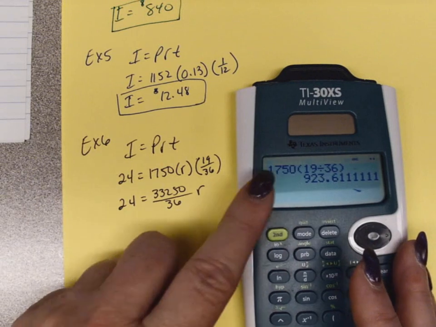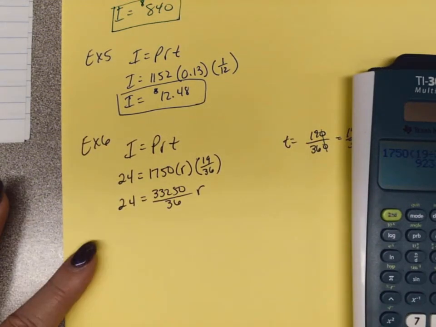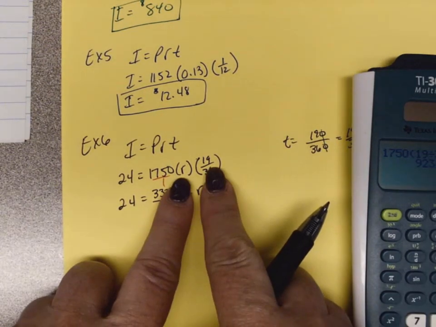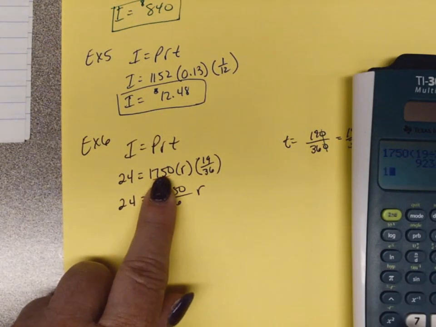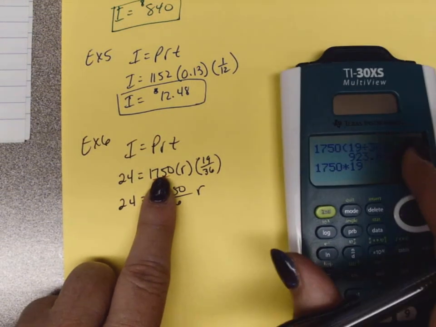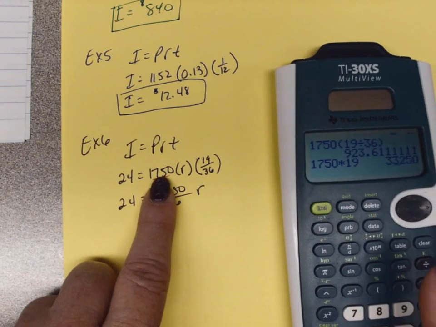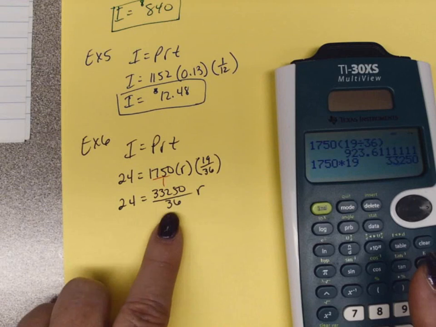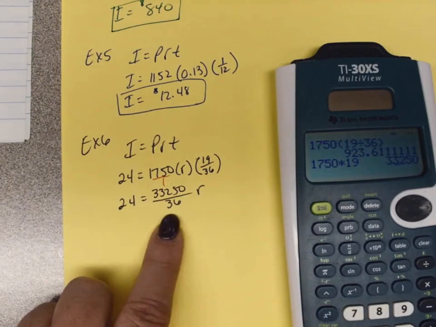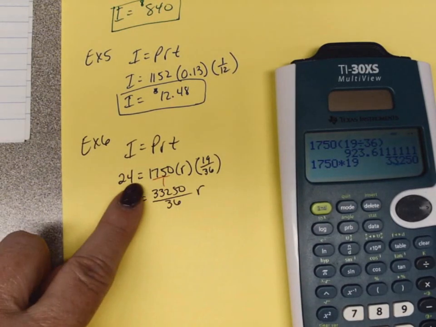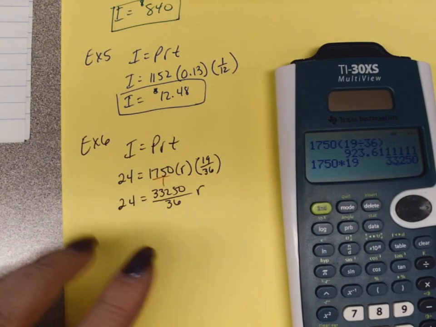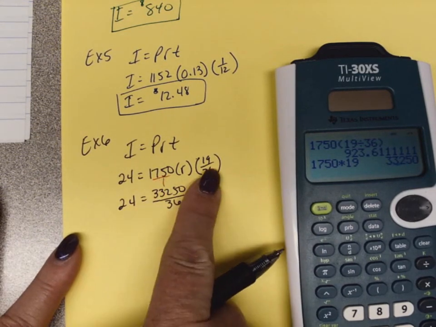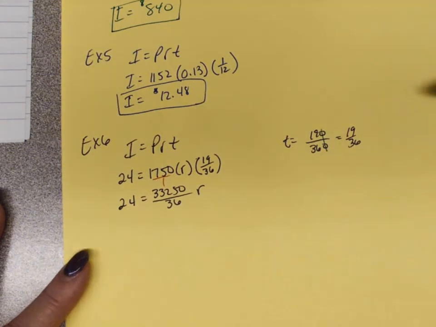But what I can do is, because remember my 1750 is over 1, if I've got two fractions, I can just multiply 1750 times the 19. So the numerators, I get 33,250, and then I just left my denominator at 36. When you multiply, they don't need a common denominator. We're not adding, we're just multiplying. Multiply the top of the fractions and then the bottom of the fractions.